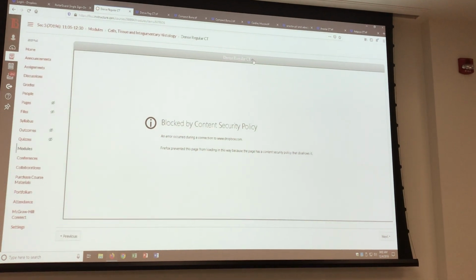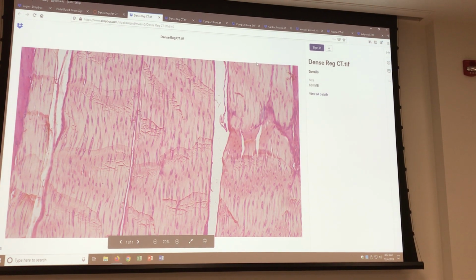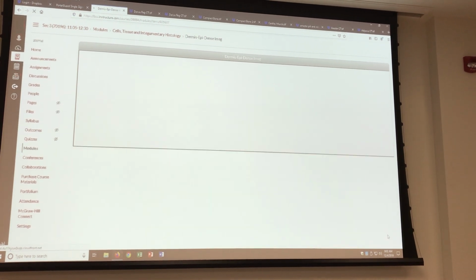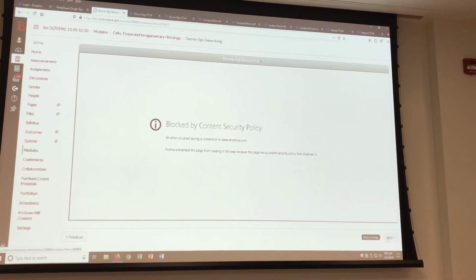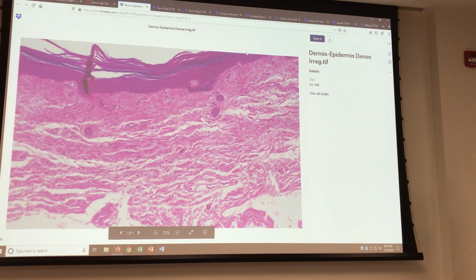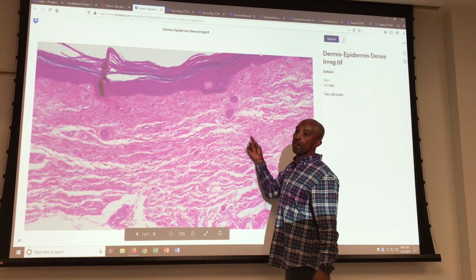Same dense regular. I don't see it anywhere. It's right under 12. And so this is dense irregular, where we're using again the skin to show that. So this is dense irregular in the skin dermis.